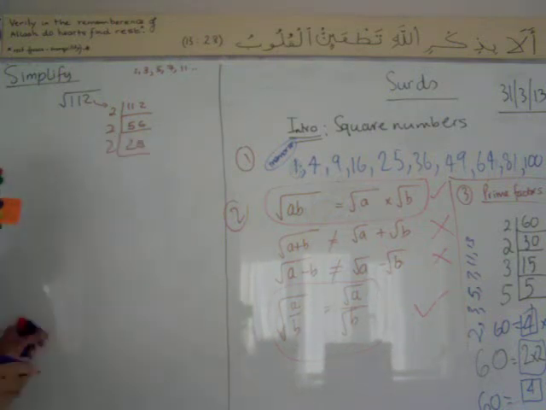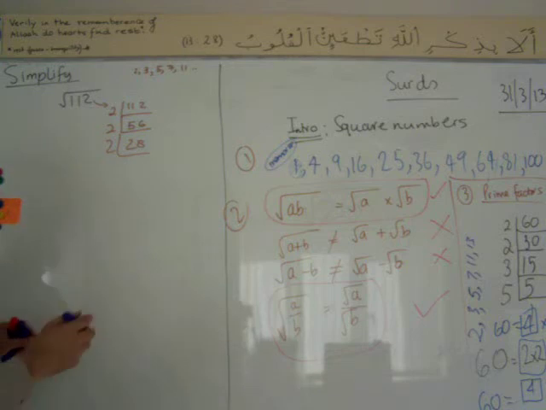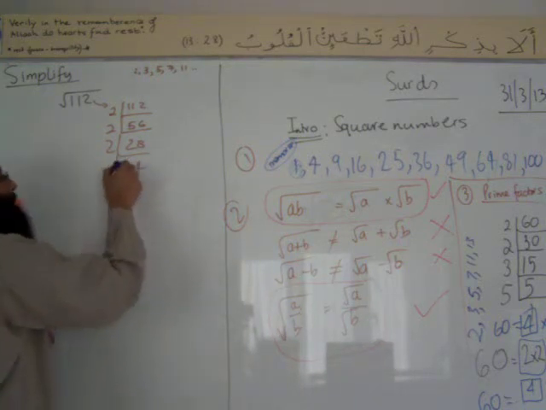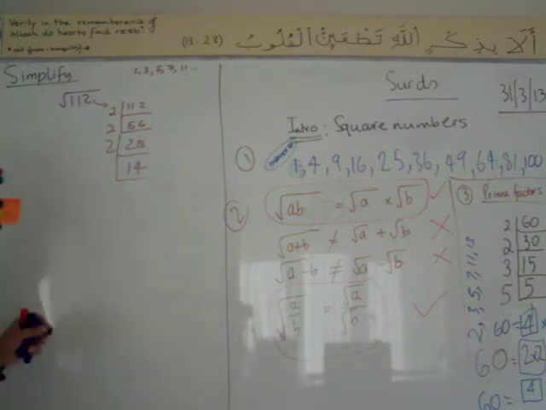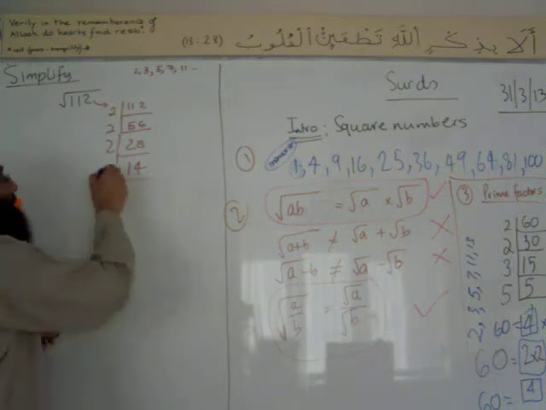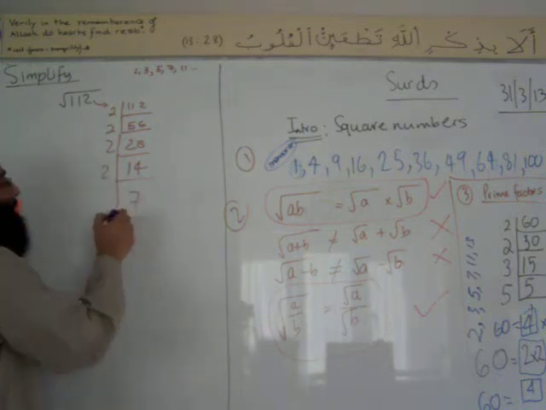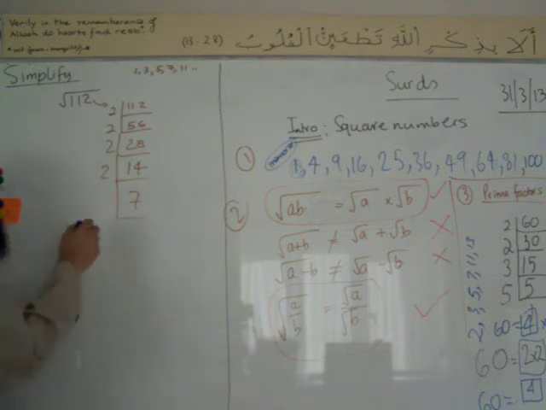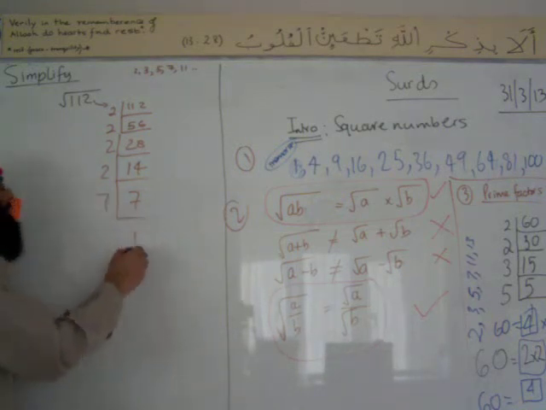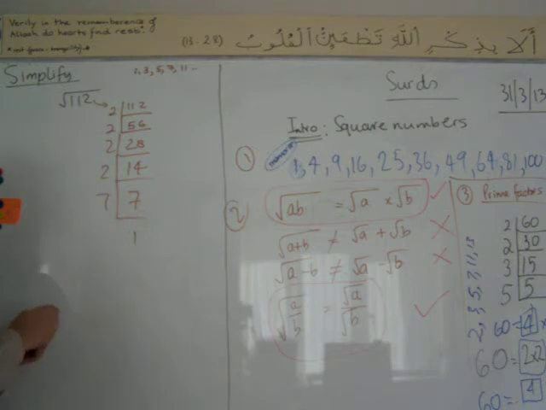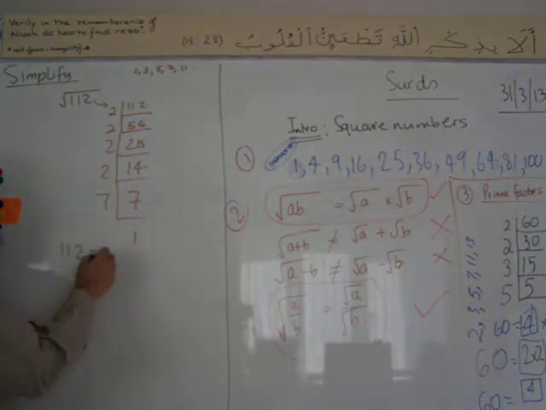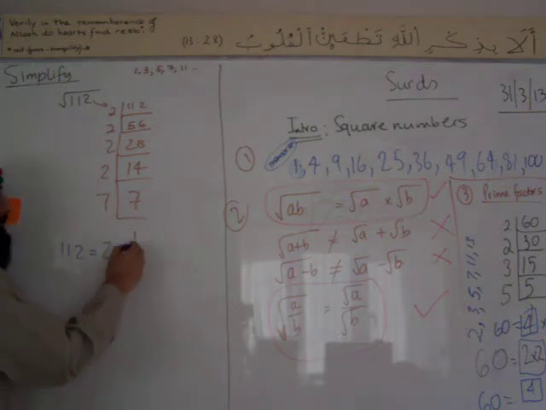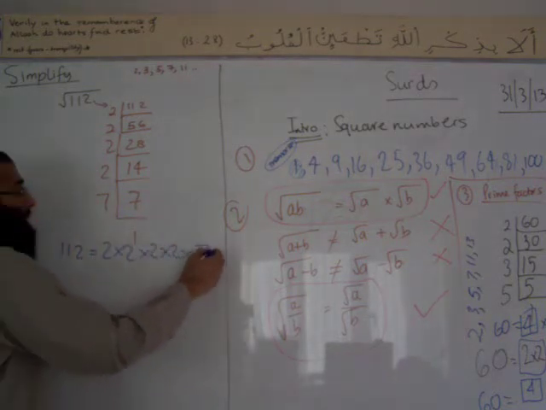Okay, divide that by 2 again, and what do we get? 14. 14, will that divide by 2? Yeah? Right, so now we have 7. We need to divide that by 7. So let's rewrite it. So we have now 112 is equal to 2 times 2 times 2 times 2 times 7.